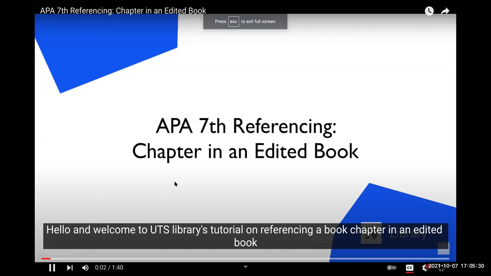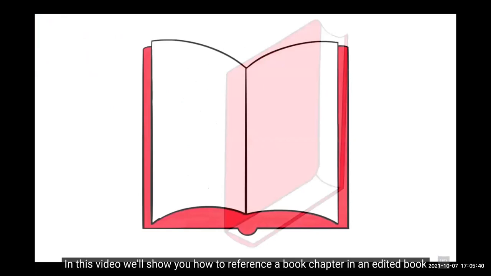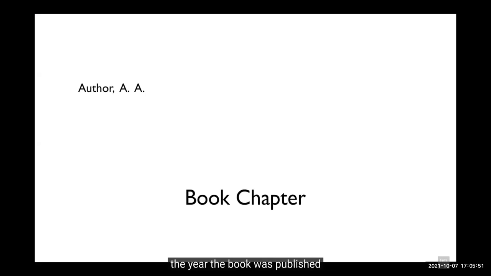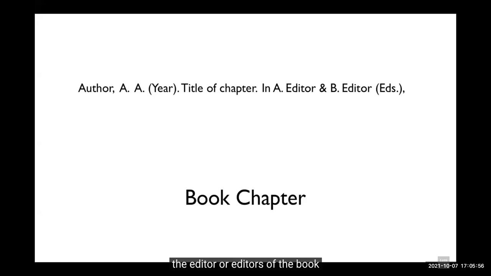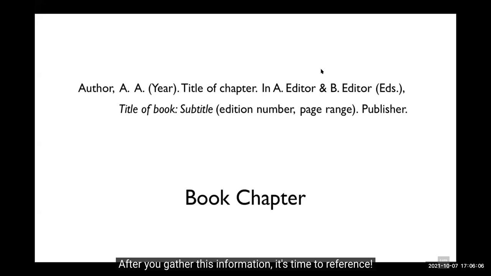Hello and welcome to UTS Library's tutorial on referencing a book chapter in an edited book using the APA 7 style. In this video, we'll show you how to reference a book chapter in an edited book where each chapter is written by a different author or authors. To reference a book chapter, you need the author or authors of the chapter, the year the book was published, the title of the chapter, the editor or editors of the book, the title of the book, the edition number, the page range of the chapter, and the name of the book's publisher. After you gather this information, it's time to reference.